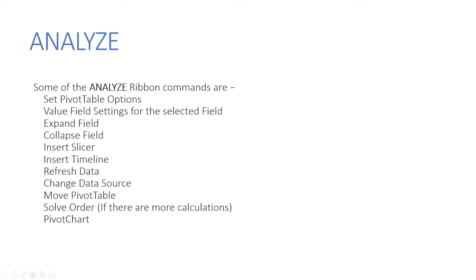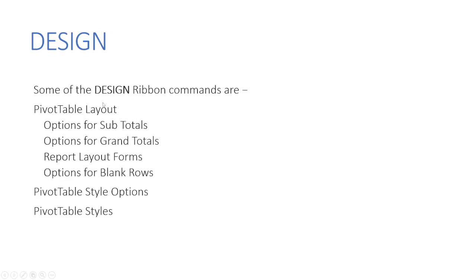Set pivot table options, value field settings for the selected field, expand field, collapse field, insert slicer, insert timeline, refresh data, change data source, move pivot table, solve order if there are more calculations, and pivot chart. For Design, some of the Design ribbon commands are pivot table layout, option for subtotals, option for grand totals, report layout forms, option for blank rows, pivot table style options, and pivot table styles.